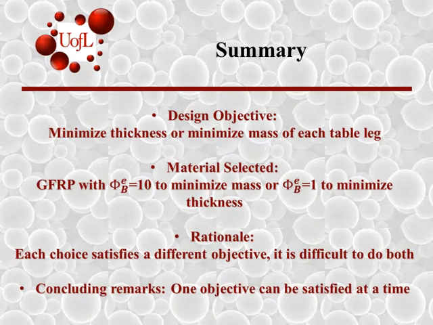So in summary, the design objectives were to minimize mass or to minimize thickness of the table leg. The material selected was GFRP with a shape factor of 10 for minimal mass and a shape factor of 1 for minimal thickness, each because they satisfied one of the given design objectives. And in conclusion, for this case study, really only one objective can be satisfied at a time. If you were to try to meet in the middle and satisfy both constraints, you wouldn't really truly minimize either of the objectives.